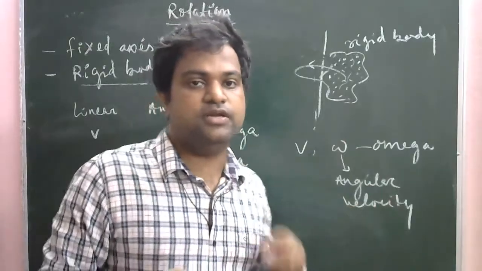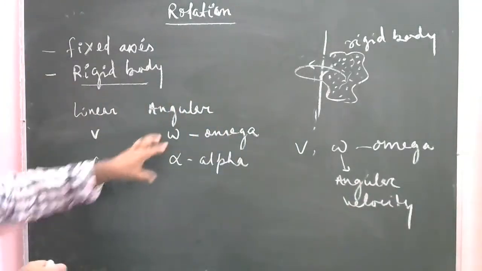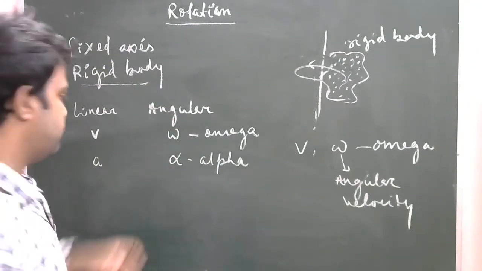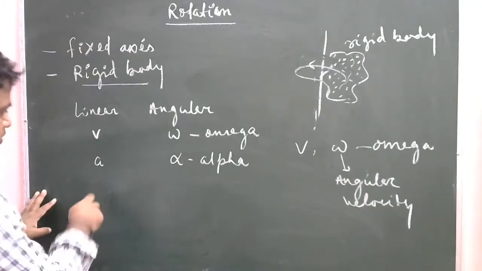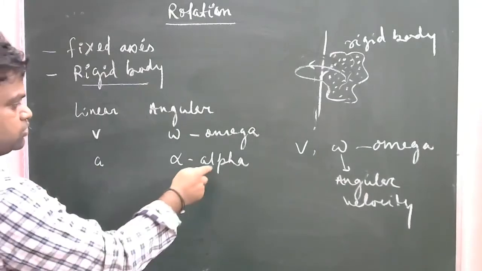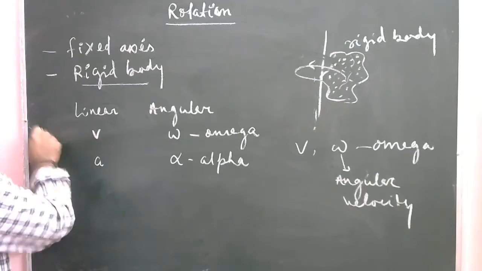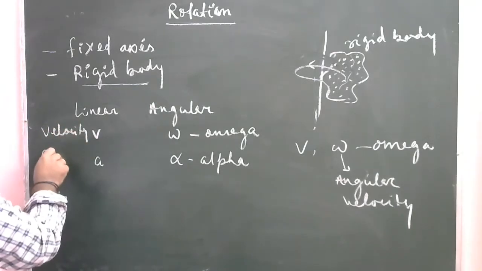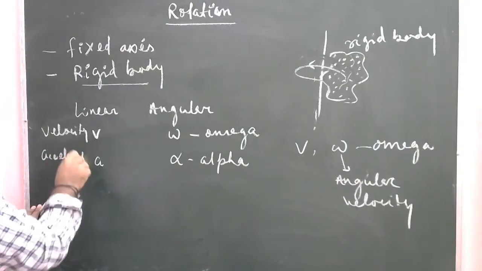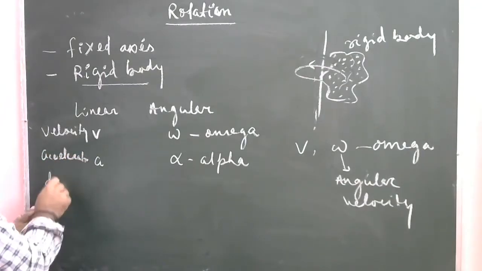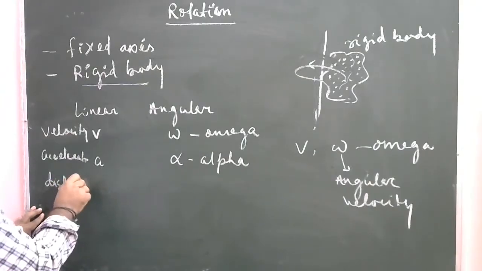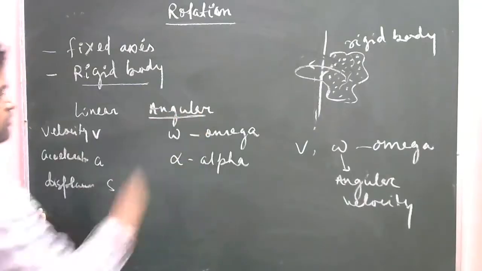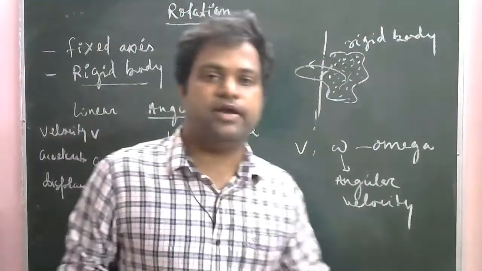So in this video, I'll just establish what this angular velocity is, what this angular displacement is, and the acceleration. So this is velocity, this is acceleration, and displacement, let me tell you, is s. Generally we represent these in the linear case. Now for the rotational case, everything will become angular.